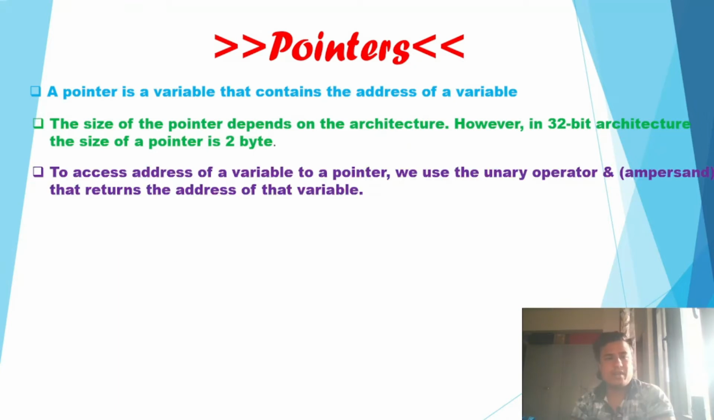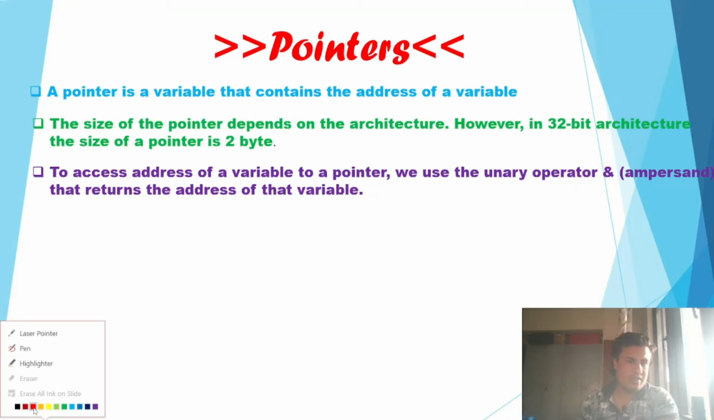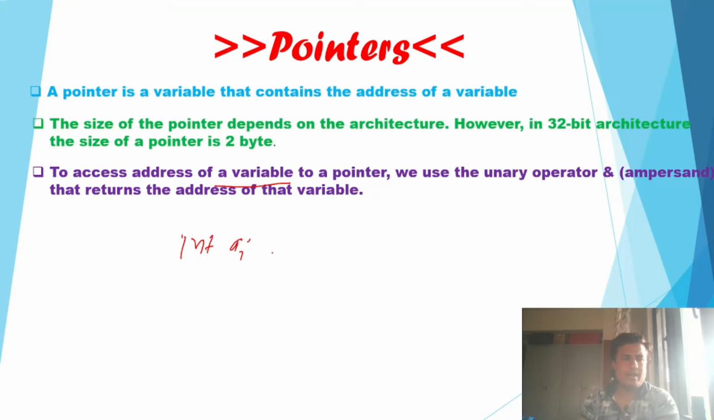To assign the address of a variable to a pointer, we use the unary operator ampersand, which returns the address of that variable. I've already told you this in the last lecture also. This point is self-explanatory. So how are we going to access the address of a variable? Suppose that we have variable a, int a, and char b, something like that.